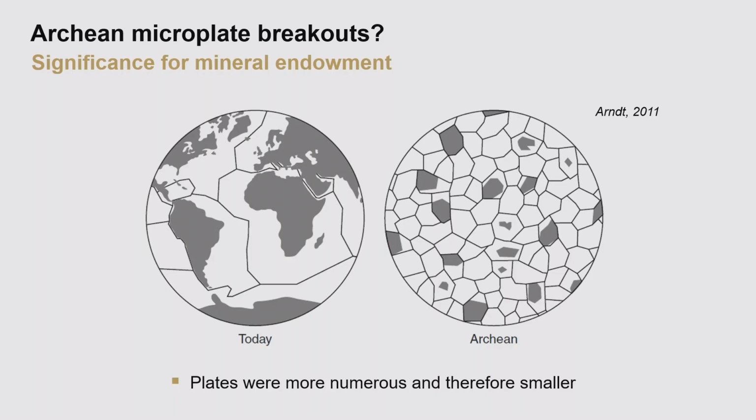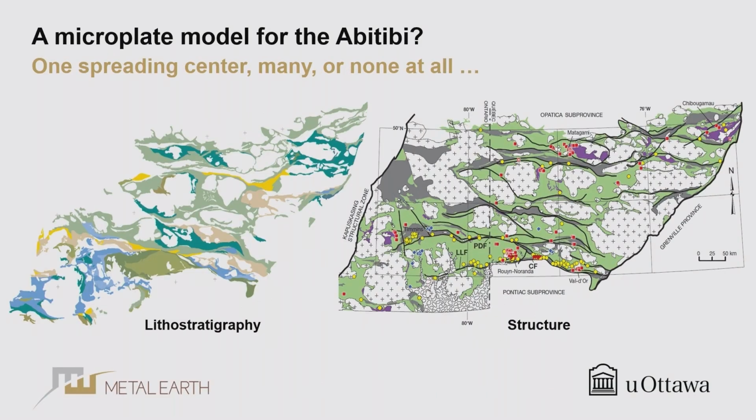And this functions at the global scale, and it functions, I think, at the greenstone belt scale. And that's one of the things that we want to explore now. We have no answers to these questions at the moment, and that is, to what degree can a microplate model explain some of the lithostratigraphic relationships in terms of assemblages, and then explain some of the structures in terms of the evolution and the growth of greenstone belts.